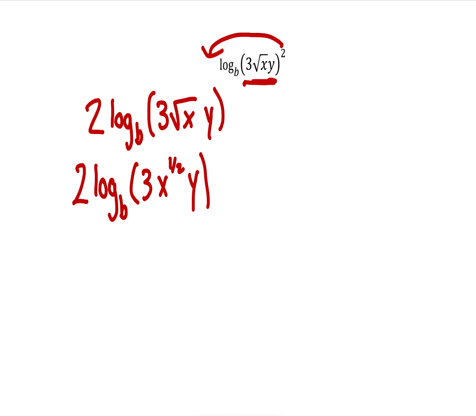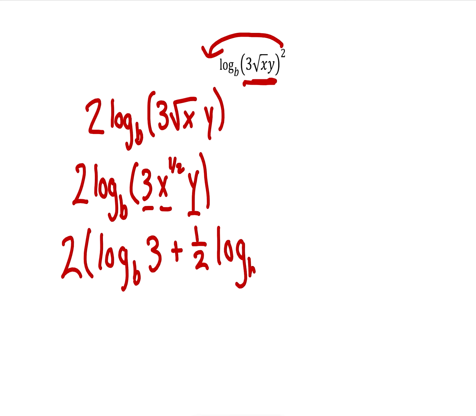From here, we can see in our argument we're multiplying 3 different factors. When we're multiplying, we can write it as multiple logs that are being added together. So that could be 2 times log base b of 3 plus, I'm going to pull that 1/2 out in front of the x all in one step here, 1/2 log base b of x. And then the last factor is the y, so plus log base b of y.